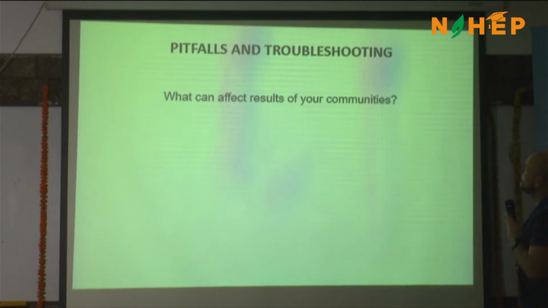Good. I always like to do this, to give you some troubleshooting. I think we already saw most of the problems that we could have in general with next generation sequencing. But maybe you can help me fill in here: when you do a microbiome community analysis, what can affect our results? Anyone?